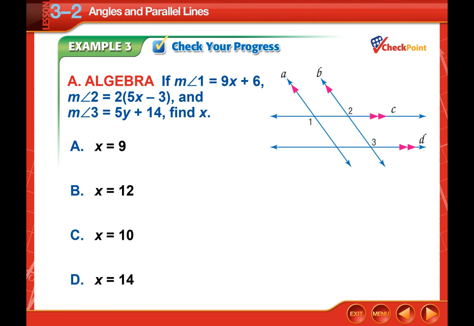Okay, here we have an expression for angle 1, and for angle 2, and for angle 3. And we need to find x. So there's different choices that we could make. Okay, we have alternate exterior angles. We also have corresponding angles. How would we go about solving this?